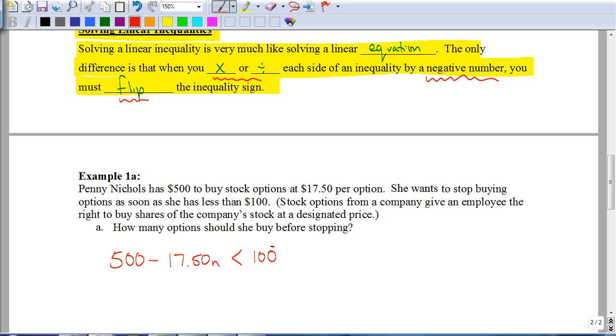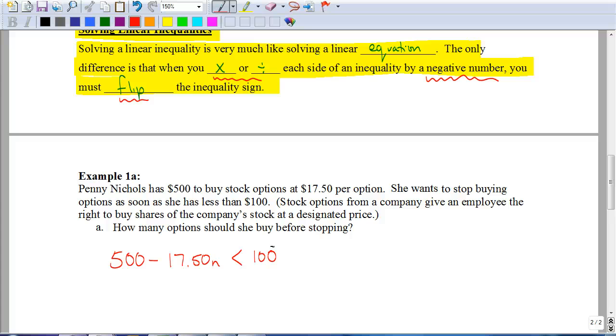So she wants to stop when she has less than $100. It's okay if it's exactly $100, but she wants to stop when it's less than 100. So we use the less than symbol, not less than or equal to. In fact, I think I said that wrong. We're not going to use it when it's exactly equal to 100. We want it to be less than 100.